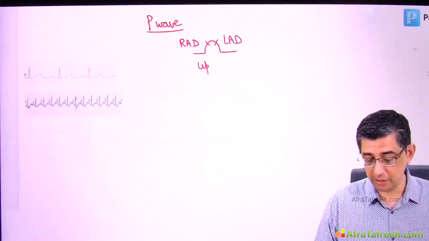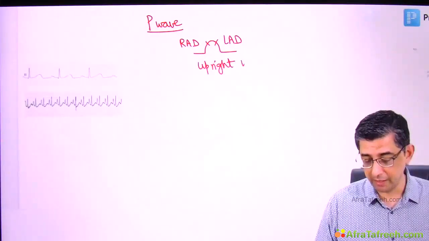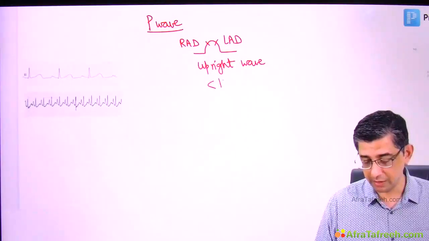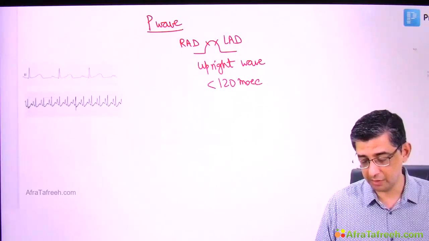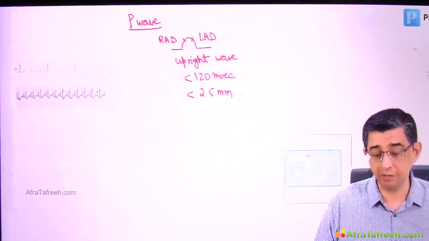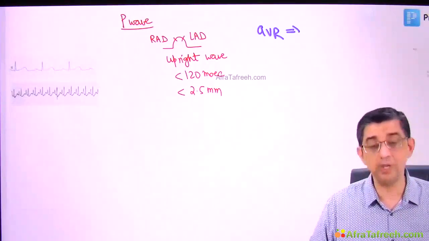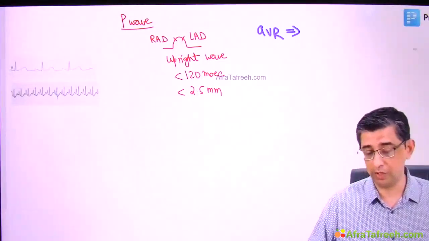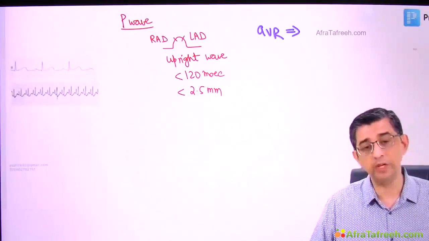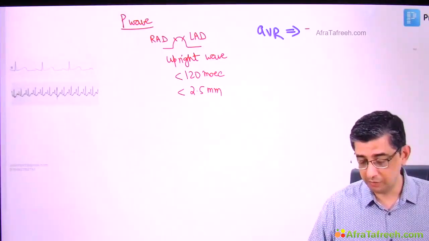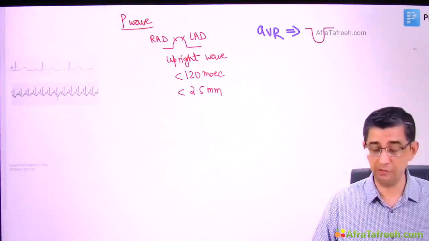P wave per se is an upright wave. Height and duration have already been mentioned: less than 120 milliseconds for the duration, less than 2.5 millimeters for the vertical height. P wave is positive everywhere except one. If you look at the P wave with respect to AVR, you will always notice that in lead AVR per se, the P wave will turn out to be negative. I want to repeat that once again.